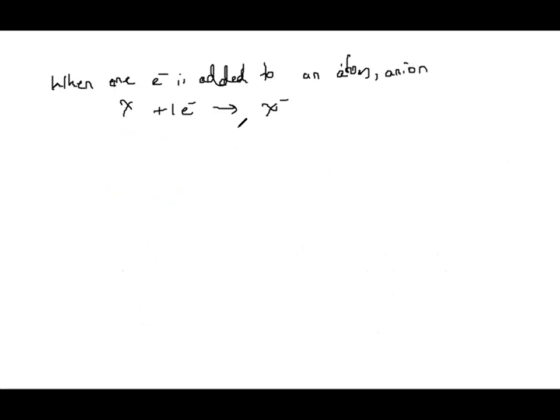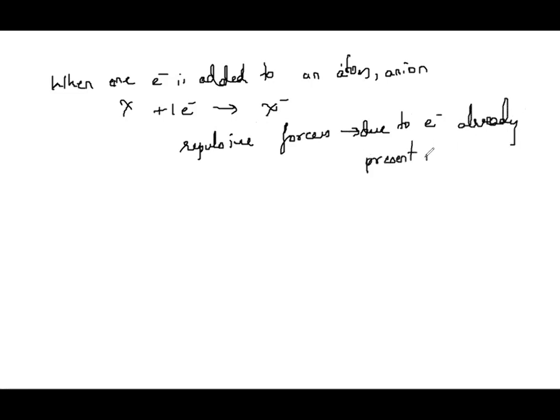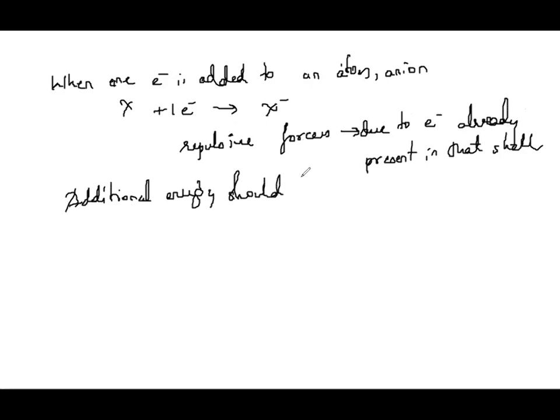Now, if we add the second electron to this negatively charged ion, it experiences repulsive forces due to electrons already present in that shell. So additional energy should be provided. Correct? Yes, this is the second point I am speaking about.